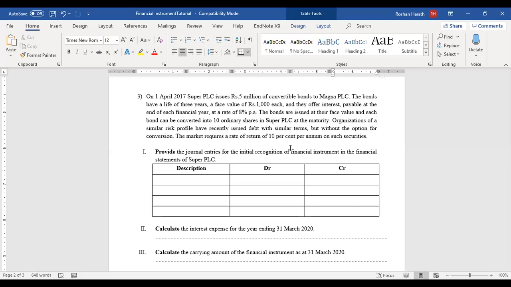You can see that the market expects 10% for a bond without a conversion option, and here we are issuing a convertible bond at 8% per annum. How did Super PLC manage to issue this bond at 8% per annum, when the market looks for a return of 10% for a similar instrument? What would have been the reason here?